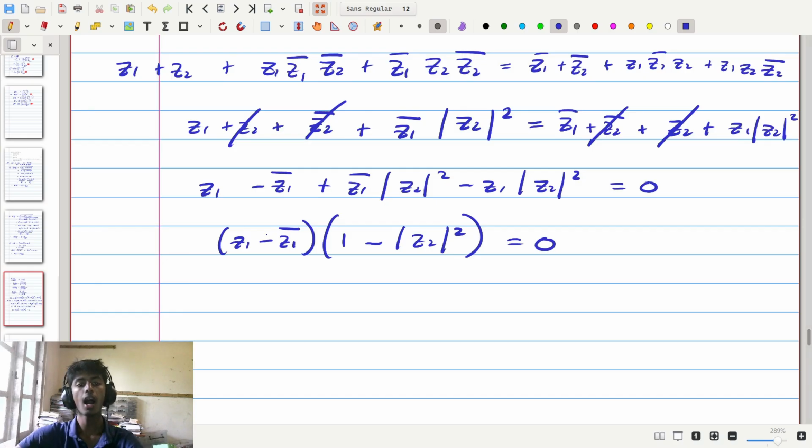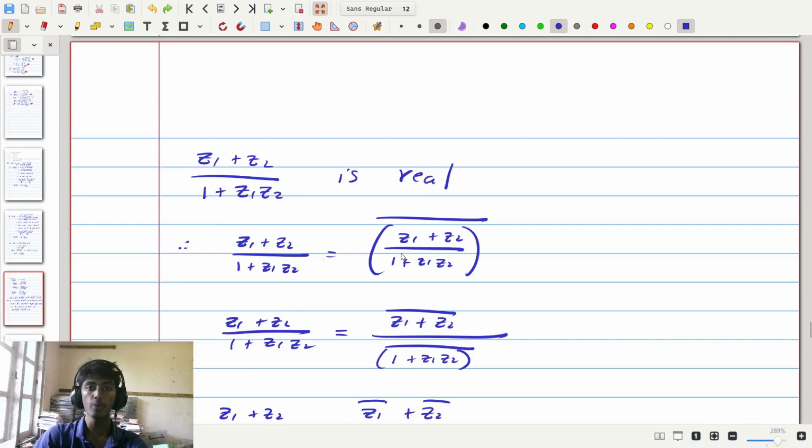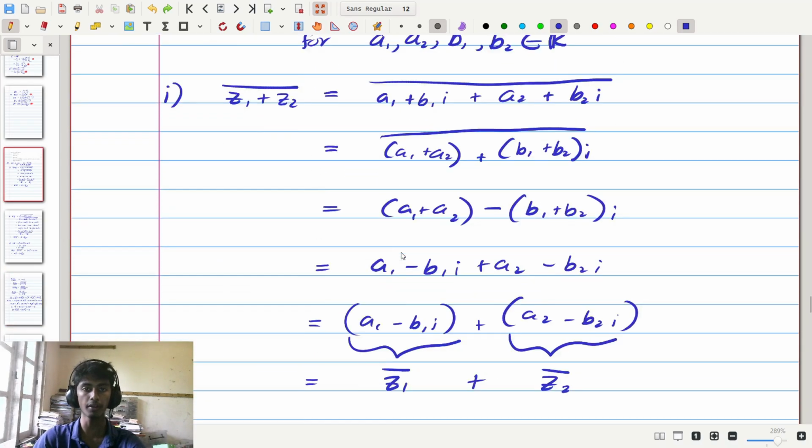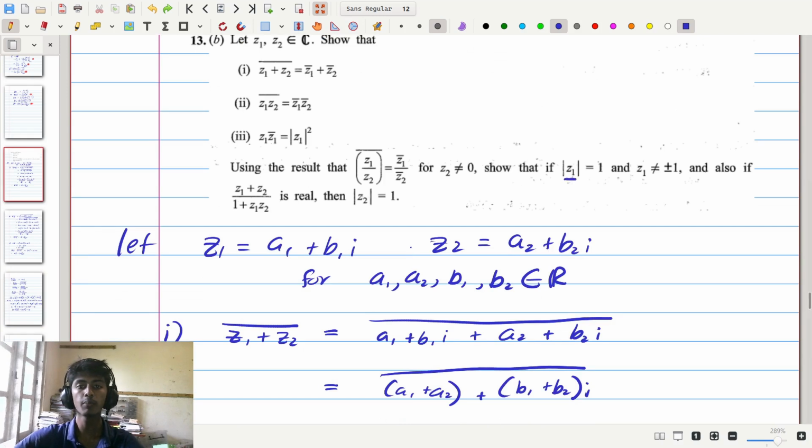Now considering this, either Z1 minus Z1 conjugate is equal to 0, or this term right here is equal to 0. In order to figure out which one of these two is equal to 0, we need to go up and consider what they told us about Z1. For Z1, they told us that the modulus of Z1 is equal to 1, but they also said Z1 is not equal to plus or minus 1. Plus or minus 1 are the only real numbers for which the modulus is equal to 1. So if Z1 is not plus or minus 1, but the modulus of Z1 is equal to 1, then Z1 cannot be a real number.